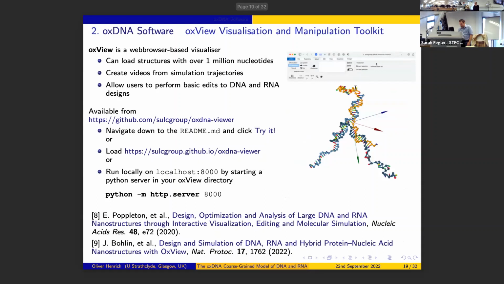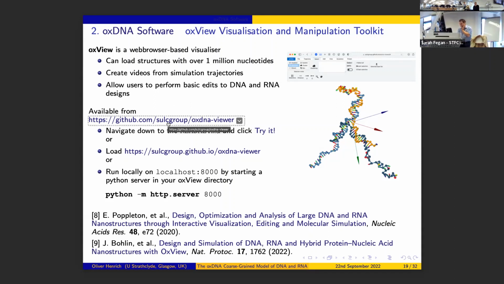And the second thing then is this oxView thing, which is very helpful. It is web browser based, which is why we don't need to install anything today. And they claim they loaded 1 million nucleotides into a browser. It's no mean feat, really. You can produce videos from the trajectories and also edit your configuration and export it. So this is available in various ways.